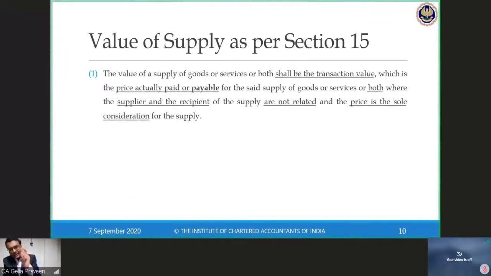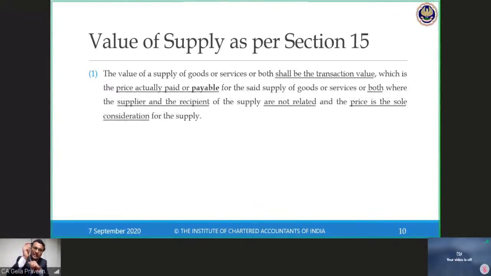For supply of either goods or services or both, where supplier and recipient, seller and buyer, are not related. What is related? When can we call them as related? In the next slide, we will understand the relationship. So as long as my seller and buyer are not related parties, they are distinct persons, and price is the sole consideration. Understand? Price is the sole consideration.